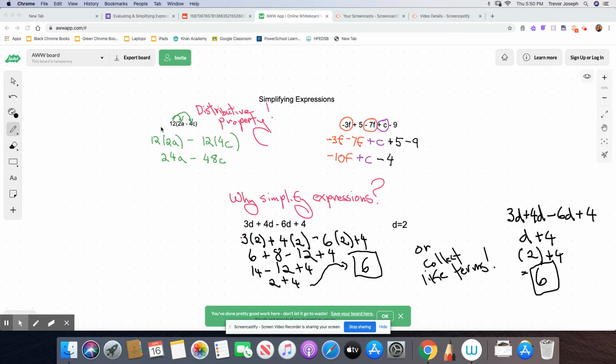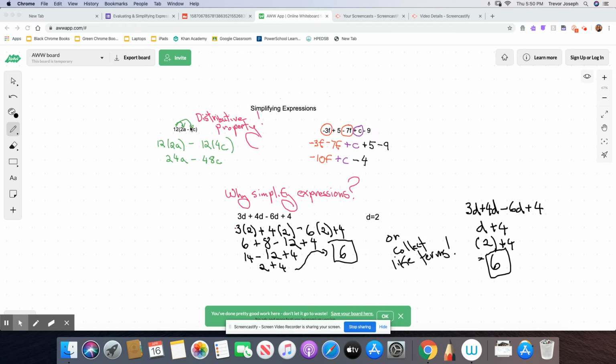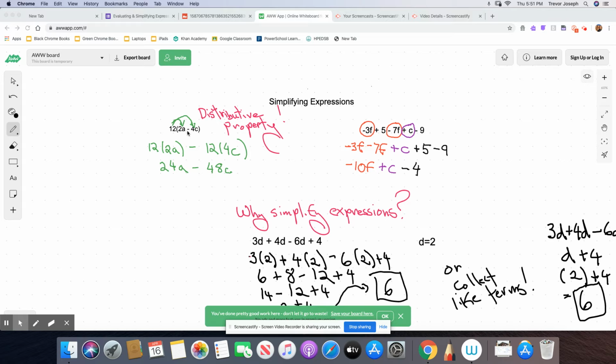So what I do is I distribute the 12 in, and then I multiply the 12 times 4c. I make sure that my subtraction sign is there, or I keep the sign to the left at all times. So when I do that, I can now do the multiplication. 12 times 2a is 24a. Subtract 12 times 4c is 48c. I must remember that c. I must remember that a. Now we are done. It has been simplified.